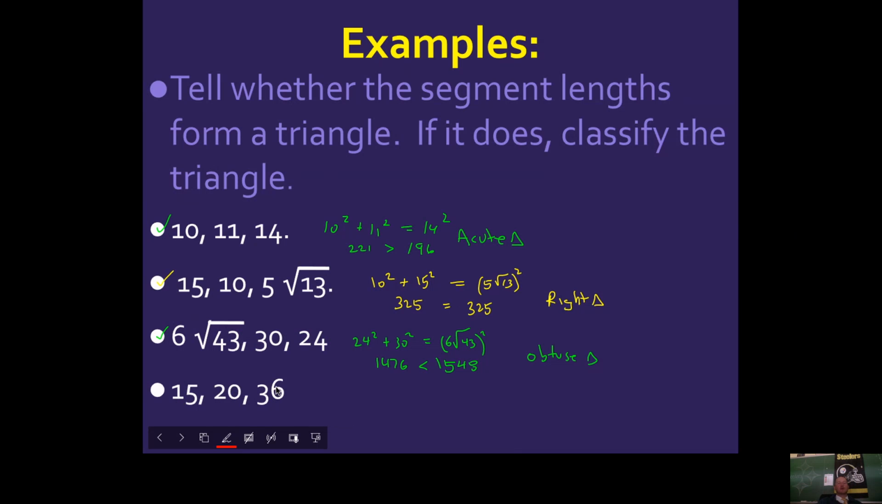Last one, 15, 20, 36. Don't get so excited to jump into this that you forget to figure out if this is a triangle. 15 and 20 are definitely the smallest sides, so this seems easy. But 15 plus 20 is 35. 35 is not bigger than the biggest side. This is not even a triangle. So please be careful with that example.